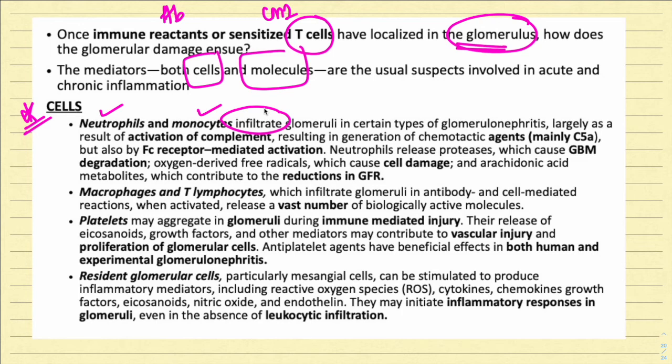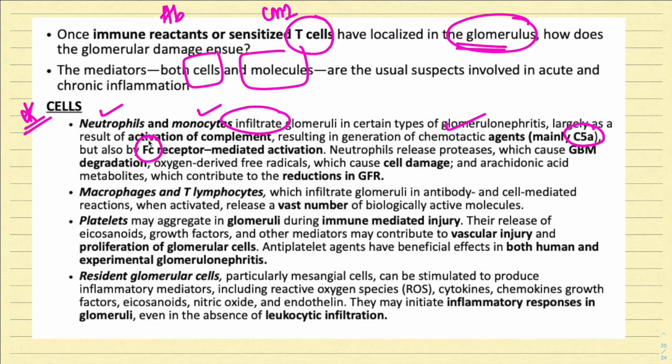Now you remember from the chapter of acute inflammation that there are many kinds of chemotactic agents. There are C3a, C5a, C4a. These are all anaphylatoxins. Out of them, C5a is the one which is chemotactic mainly for the neutrophils. Not only this, the several kinds of immune complexes activate the Fc receptor of the leukocytes and cause their infiltration into the glomerulus.